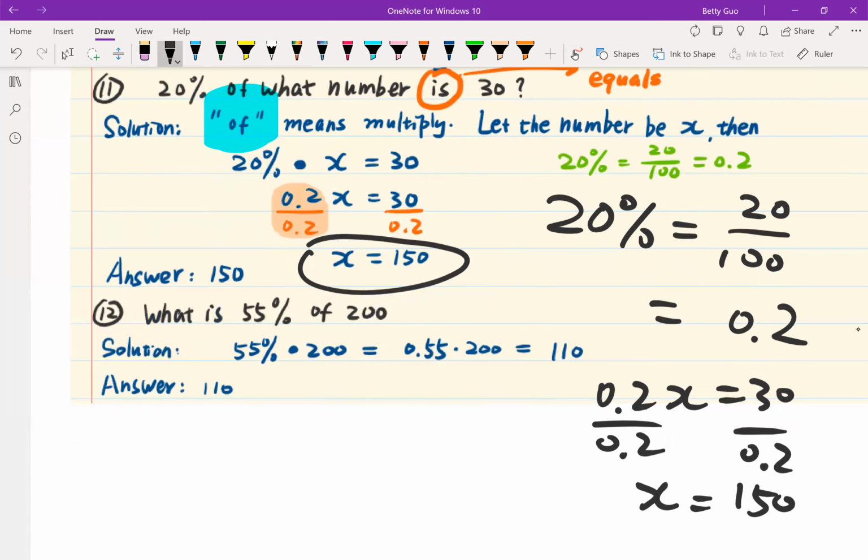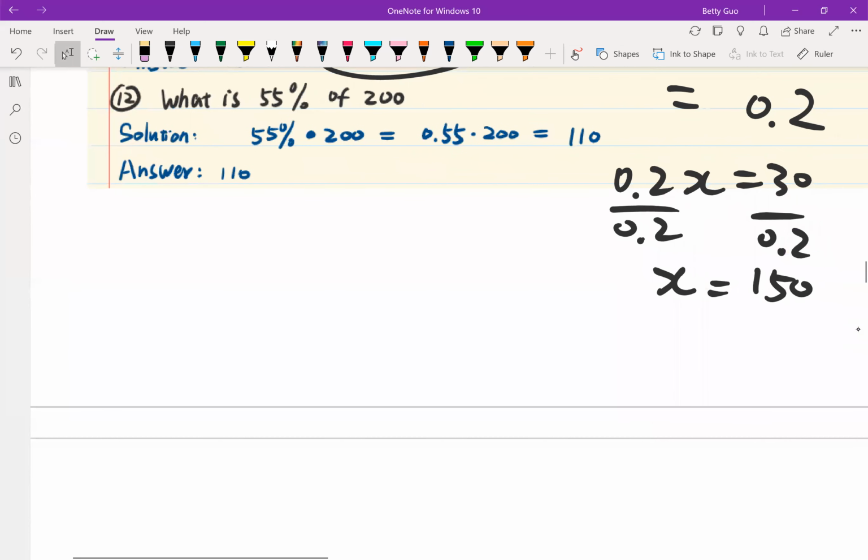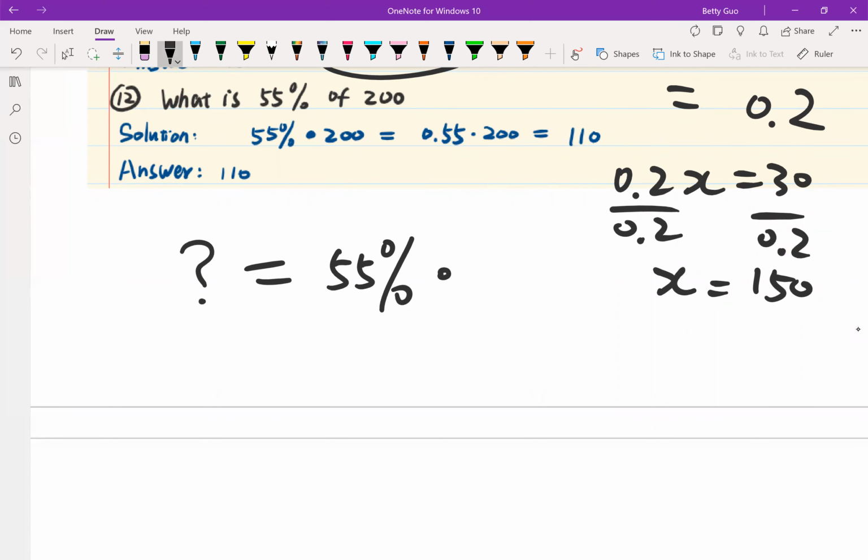Number 12, what is 55% of 200? OF is multiply, remember? Remember how do we convert a percentage to decimal?